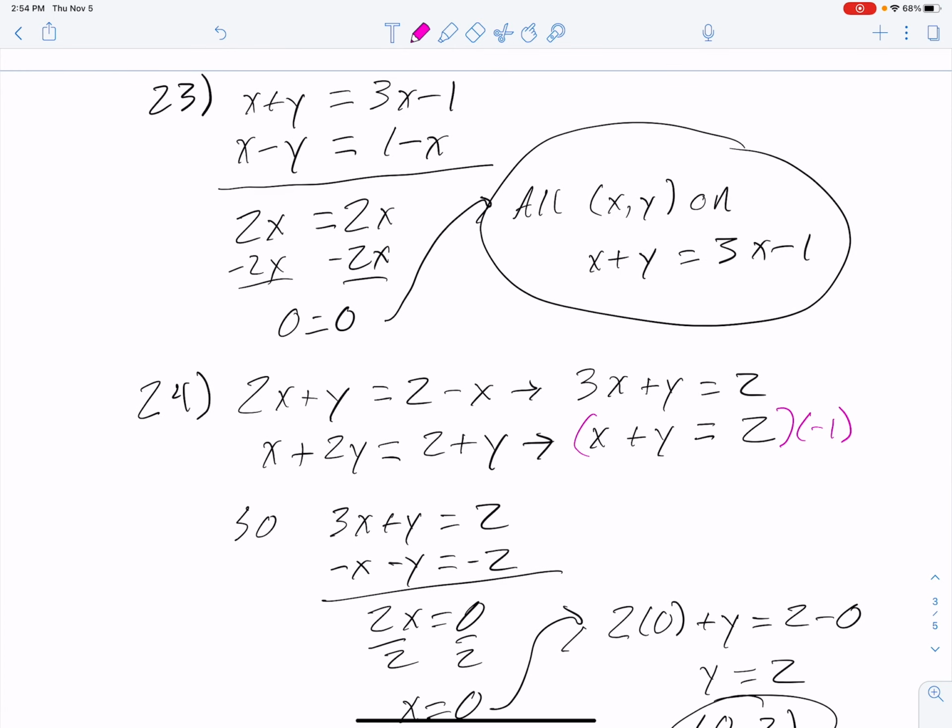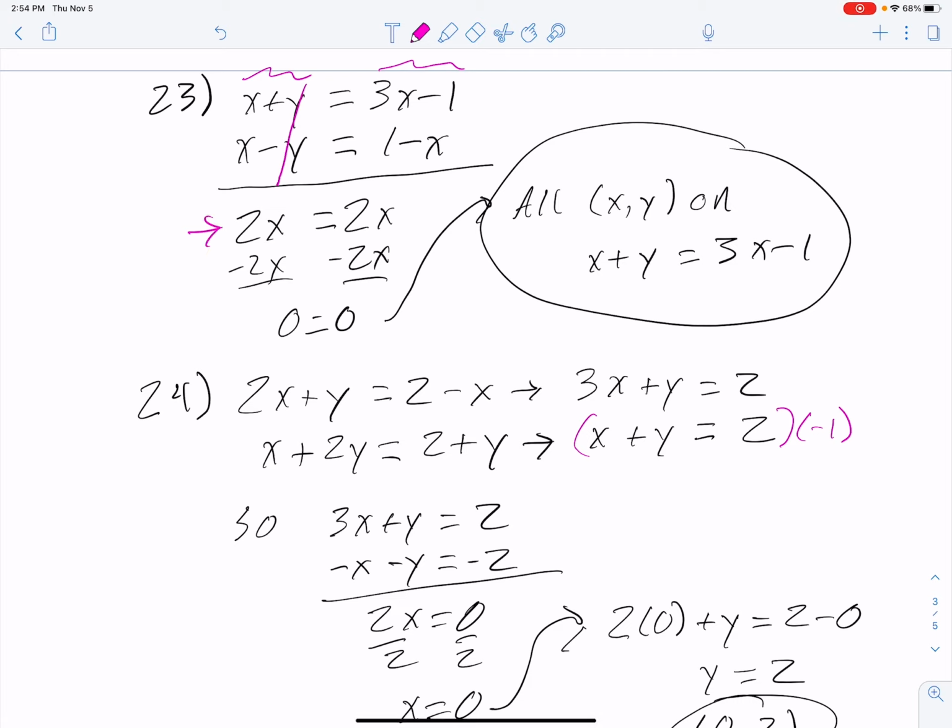23 again was one of those ones that's not quite in the form I'm used to, but I noticed that on my left side, I had x's and y's. On my right side, I had x's and constants. So I just went ahead and combined my two equations. When I combined them, the y's canceled out, and I got 2x equals 2x.